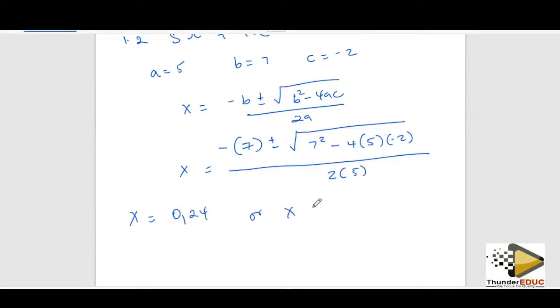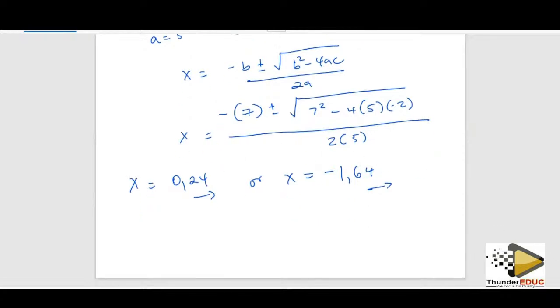Or my x, if I use the minus sign in between, I'm having negative 1.64. So this is the first answer, and then that will be the second. So that will guarantee you all the formats for 1.2. Okay, then 1.3.